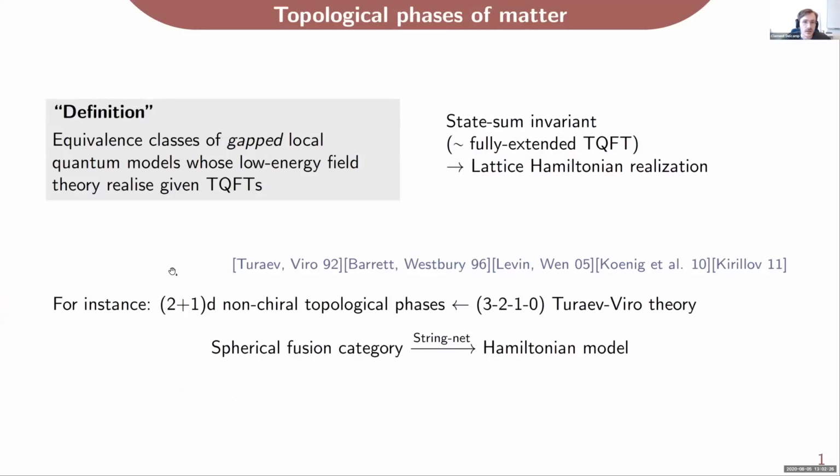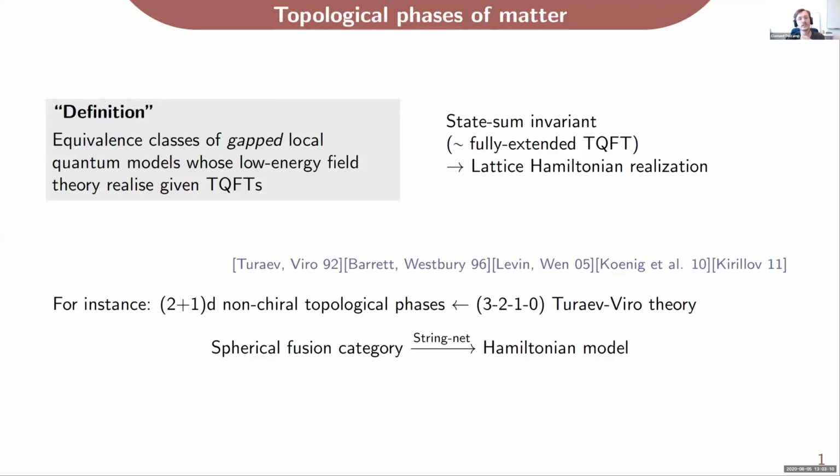During this talk, by a topological phase of matter, I will mean the following. An equivalence class of gapped local quantum models that have a common low energy description in terms of a topological quantum field theory, TQFT. My focus will not be on these TQFTs per se, but really the quantum models that are concrete realizations of a given phase. More specifically, I will consider models that you can build in a rather canonical way from a state-sum TQFT. In that case, I will refer to them as the lattice Hamiltonian realization of the underlying TQFT.